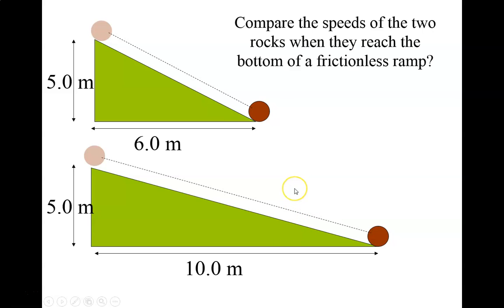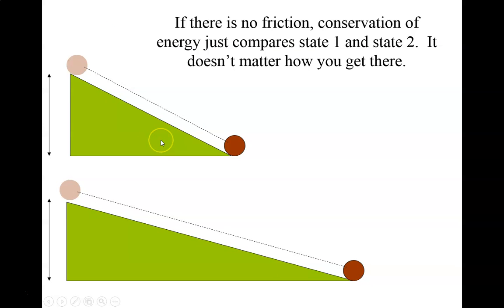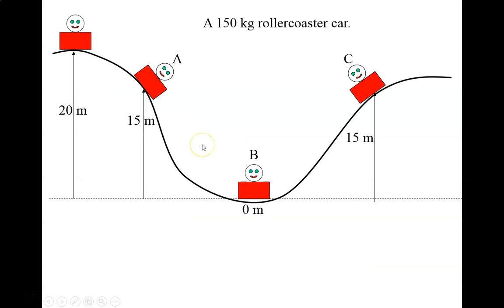Not which is going to reach the bottom first, because that would be the top one that would reach the bottom first. We're not asking that. We're asking which is moving faster when it reaches the bottom. And that answer would be the same because they're both starting out at the same elevation. So again, it's a state function. They both start out with mgh. They're both going to end up with mv squared over 2. So it doesn't really matter what happens in between.